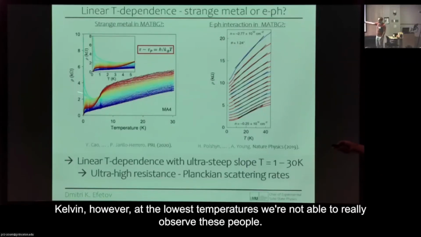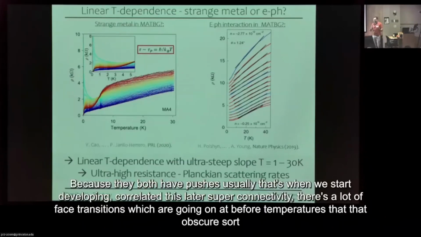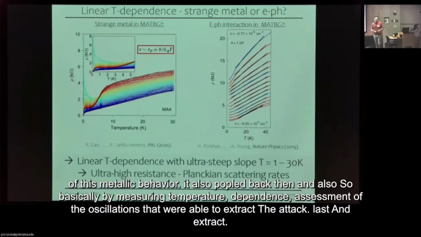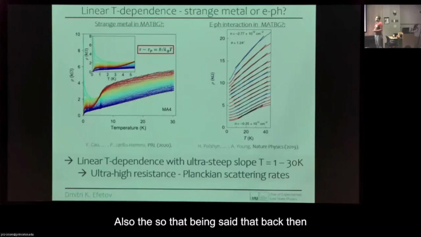However, at the lowest temperatures, we're not able to observe the continuation of these linear curves, because at low temperatures that's when we start developing correlated insulators and superconductivity. There are a lot of phase transitions going on at these low temperatures that obscure this metallic behavior. Pablo back then also observed Planckian scattering rates. By measuring temperature-dependent Shubnikov-de Haas oscillations, they were able to extract the effective mass and also the scattering rates of the electron.